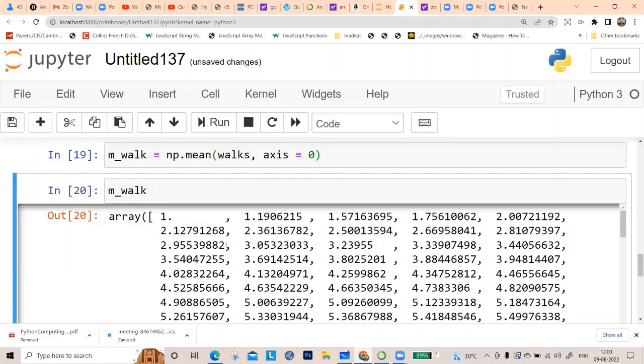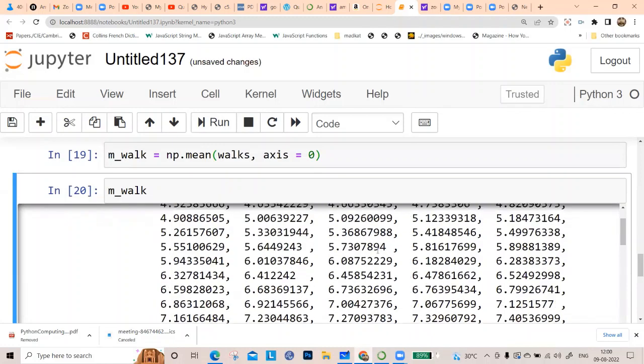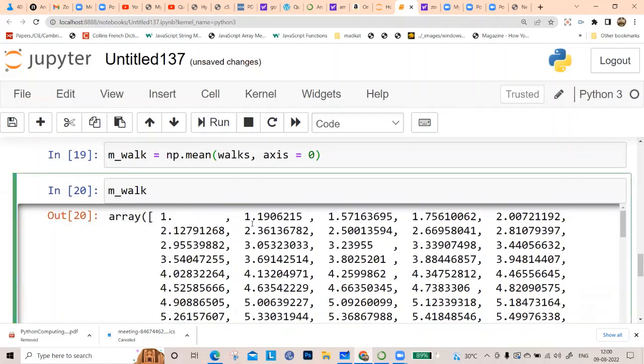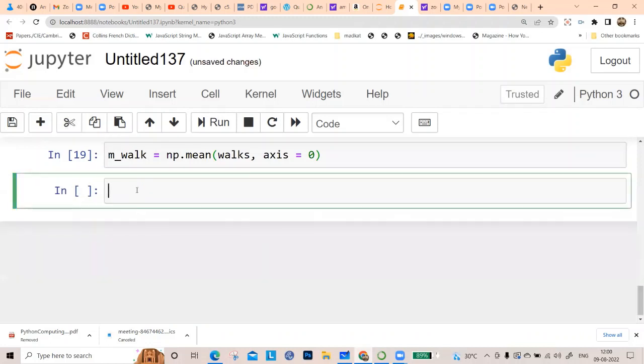It should be a 1D array because this is the average of the first steps. This is the average of the many configurations at the second time step. This is the average of the 1,000 configurations at the third time step, and so on. So this is how we have done it.